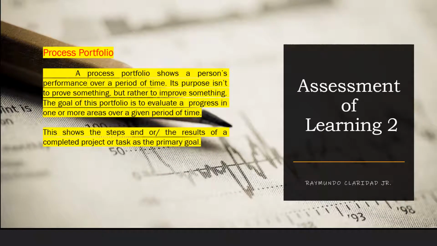The next one is the process portfolio. A process portfolio shows a person's performance over a period of time. Its purpose isn't to prove something but rather to improve something. The goal of this portfolio is to evaluate progress in one or more areas over a given period of time. This shows the steps and or the results of a completed project or task as the primary goal.